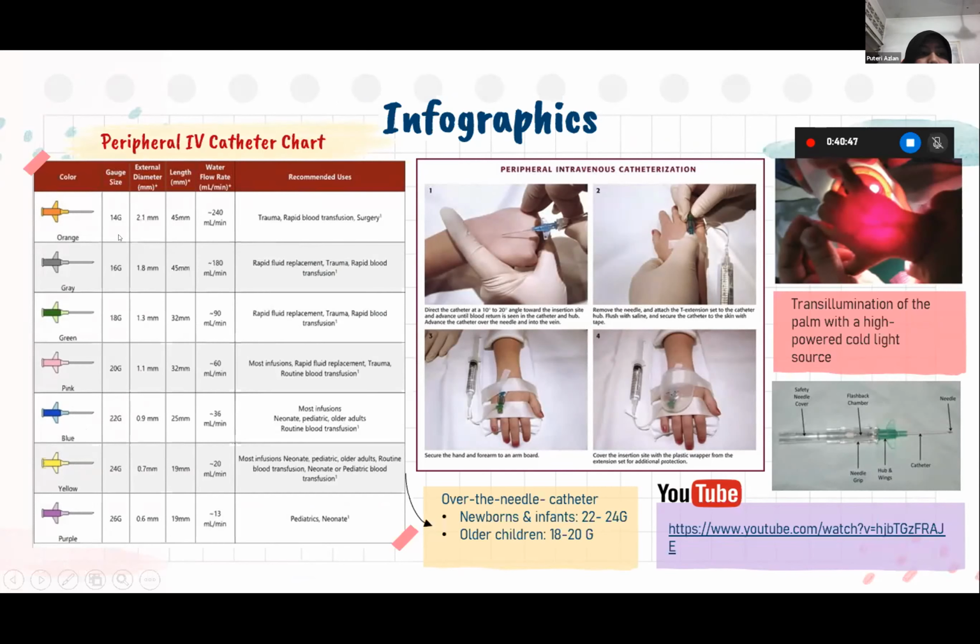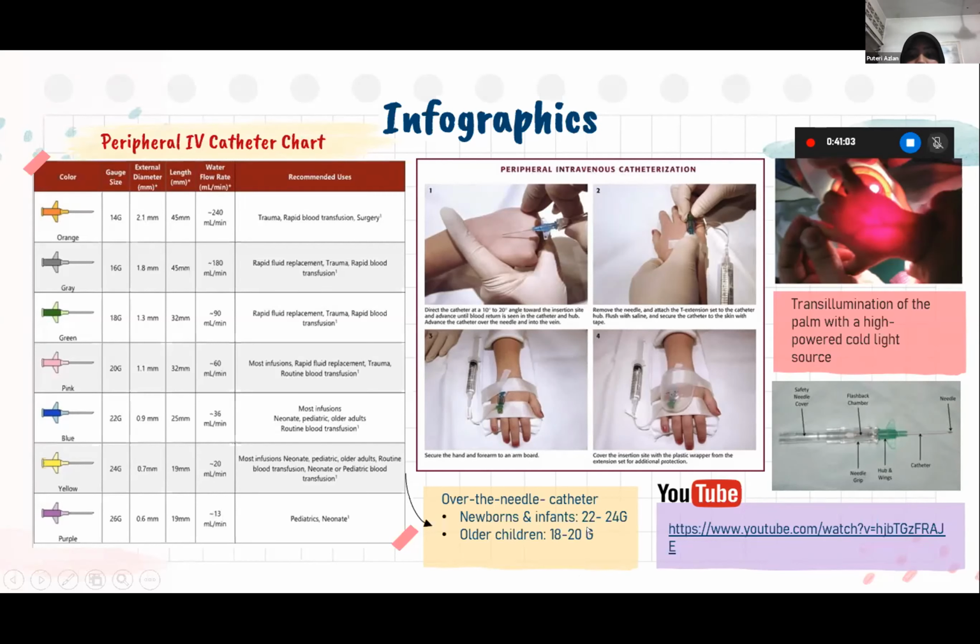The different colors correlate to different gauge sizes as well as diameters. The smaller the gauge size, the bigger the diameter. That's why the rapid infusion ones are listed above: orange, gray, green, and pink. But for normal infusion, blue, yellow, purple.